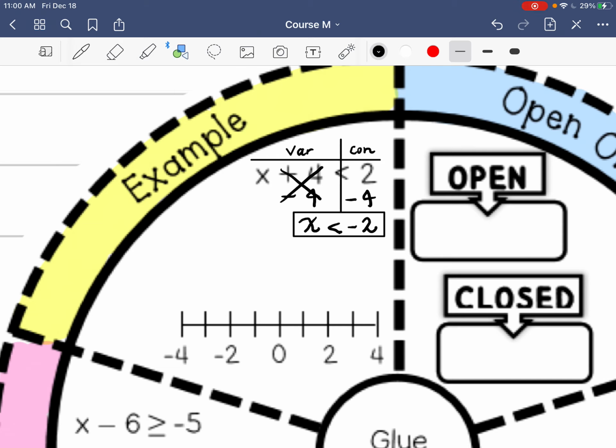And they drew us a nice graph. We don't have to draw a graph this time. We just have to put the interval on there at negative 2. It is an open interval, so we're going to go below that open interval. X is less than negative 2.